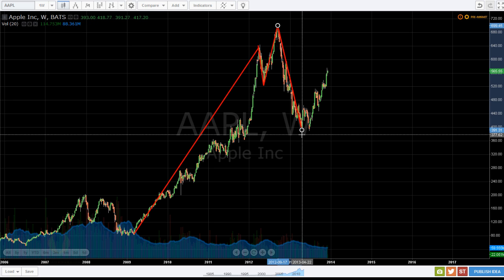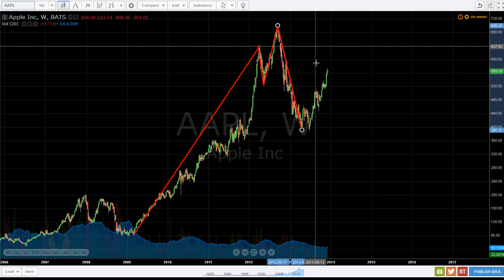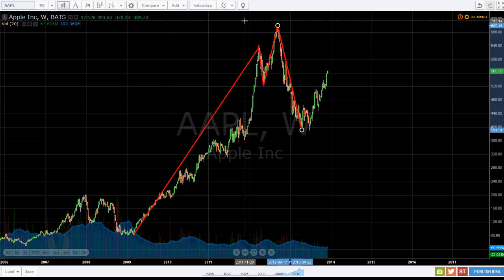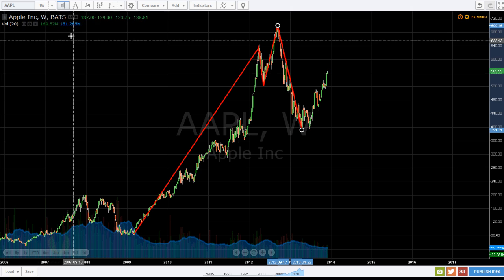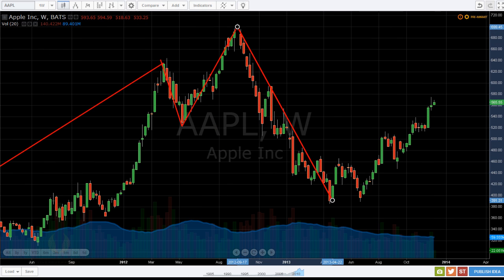Now, don't get me wrong. Overall view, I think Apple's going to rise. I have no doubt about that. But in the short term, I don't think we're headed straight towards this structure level. I don't think we're headed straight towards 700. I believe we'll see a dip first, and this dip could come right at this level right now, right at our 565, 570s area.